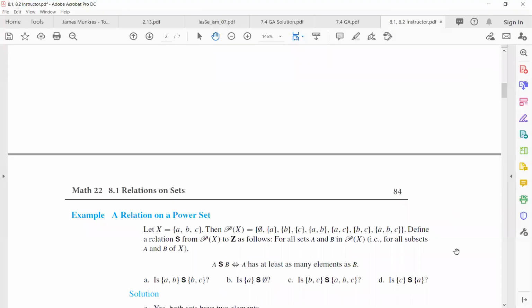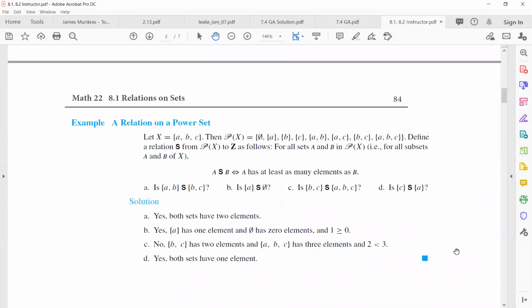Let us move on to the next page. Suppose X is the set of all elements a, b, c. The power set of X, if you remember the definition, is the collection of all subsets of X: the empty set, X itself, subsets with only one element, subsets with two elements.